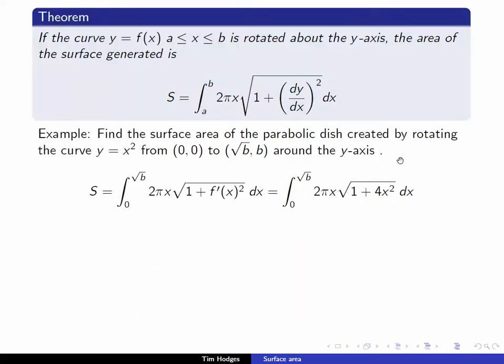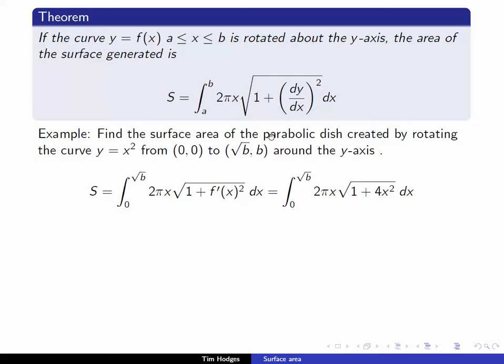Moving on, let's consider the case where we rotate the curve about the y-axis. In this case, the area of the surface generated is the integral between a and b of 2 pi x times root 1 plus dy by dx squared. So the only thing that's changed from the previous formula is that we now have an x where we had a y before. So when we rotate around the x-axis, we need a y there. When we rotate around the y-axis, we need an x.